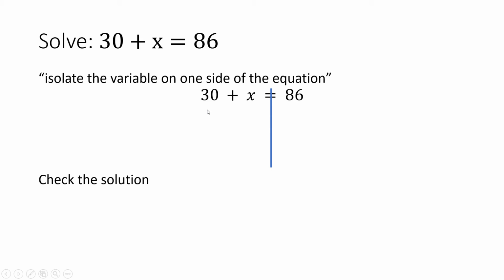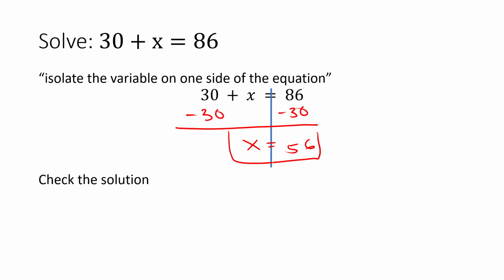So how do we get rid of 30? Well, you just have to subtract 30 on both sides of the equation. The 30 minus 30 becomes 0, so you can bring down the x is equal to 86 minus 30. 6 minus 0 is 6. 8 minus 3 is 5. So your answer is x is equal to 56.